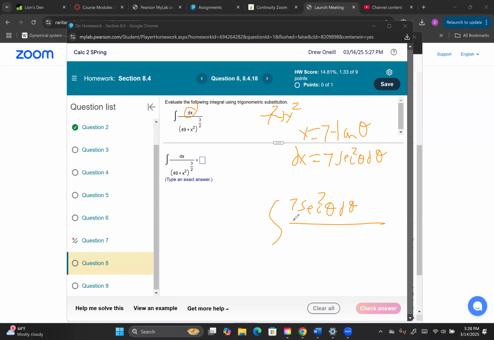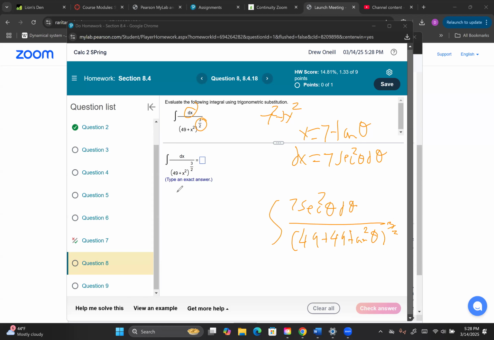Down here, you can't let this 3/2 throw you off. That's just 49 plus 49 tan squared. We just learned the hard way that if we're not keen and aware that there are other trig identities in play here, not just the Pythagorean one, sine squared plus cosine squared is one, but also the secant squared one, we're not going to see what the next step is. Unfortunately, that's what some of these problems boil down to.